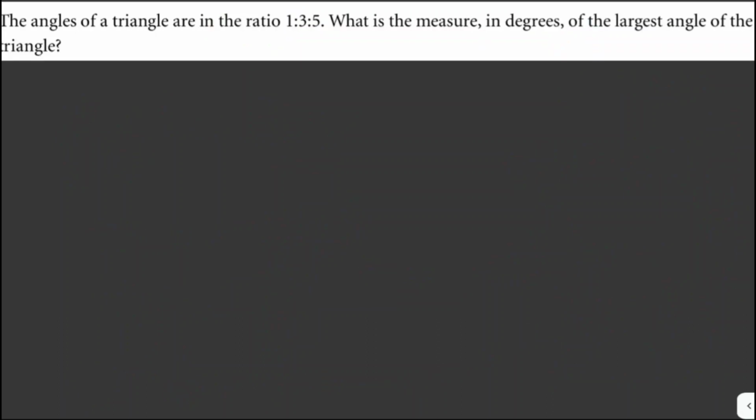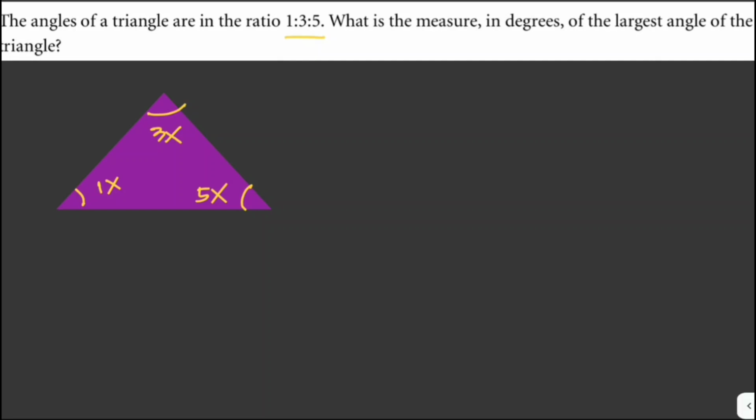The angles of a triangle are in the ratio 1:3:5. What is the measure in degrees of the largest angle of the triangle? Now to solve this problem, we can set the measures of the angles equal to 1x, 3x, and 5x, because we're given the ratio 1:3:5. Let's say this is a triangle here, and this is 1x, 3x, and 5x. And we know that the sum of the angles in a triangle is equal to 180 degrees.